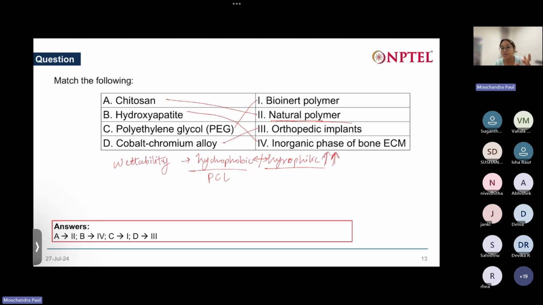But these small things you should know, because tissue engineering is a very complex subject. You should know a bit about biomaterials, a bit about cell biology, then a bit about signaling as well. So it is a combination of various disciplines. A little general knowledge is required for understanding the subject better.